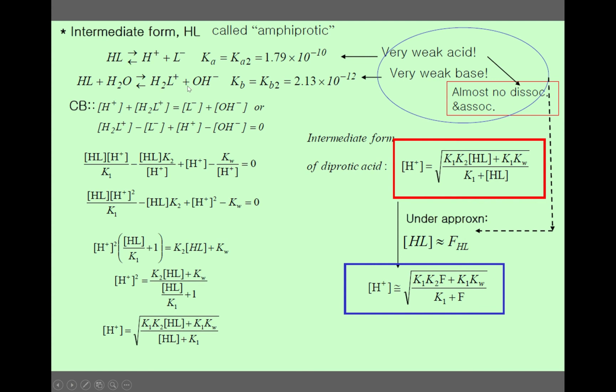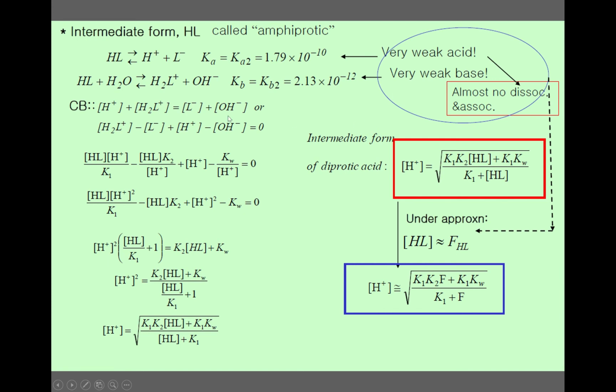Here you see the dissociation constant for this equation is 10 to the minus 10, right? So we say that HL is a quite weak acid. Likewise, we can determine how weak a base HL is. For this second equation, Kb is 10 to the minus 12. Wow, this is also a very weak base.